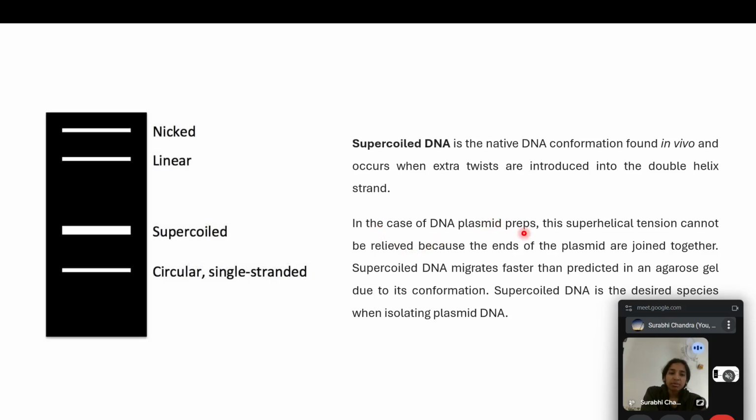In plasmid preps, this superhelical tension cannot be relieved because the ends of the plasmid are joined together. Supercoiled DNA migrates faster than predicted in an agarose gel due to its conformation, because it's coiled upon itself. Overall it is a very compact, ball-like structure if you look at the hydrodynamic radius, so it can easily pass through the pores of the agarose gel and run the fastest on a porous matrix.